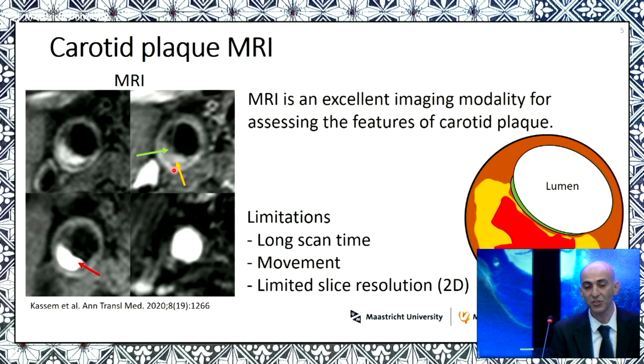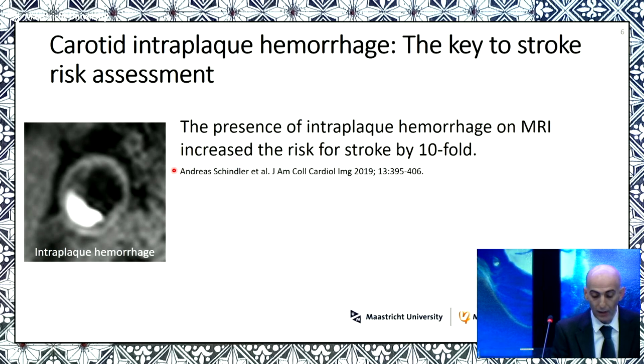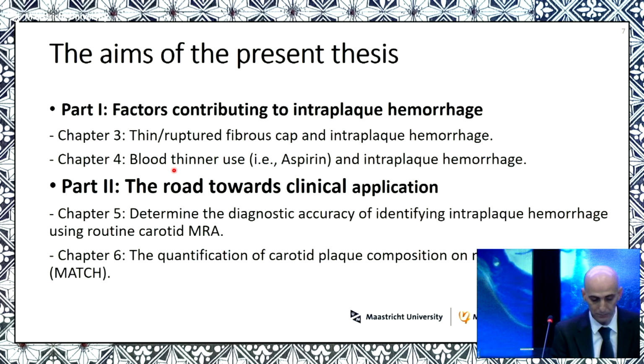However, these conventional MR images have a few limitations, such as long scan time, patient movement between scans, which leads to misalignment between images, and limited slice resolution in the 2D images. Intraplaque hemorrhage is a very important risk factor that can predict stroke. In many MR studies, it has been shown that the presence of intraplaque hemorrhage on MRI increased the risk for stroke by 10-fold.